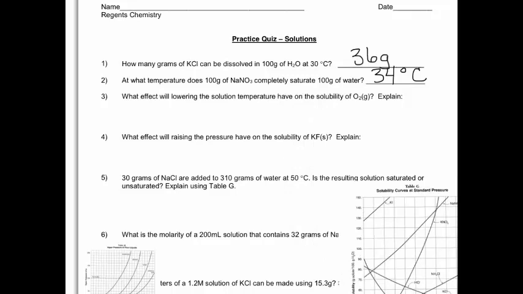All right, the next question, they're asking what effect lowering the solution temperature would have on the solubility of O2. And what's really important here is that phase of matter. It's a gas. For lowering the temperature, it would increase the solubility. And the reason why is it's a gas. Don't forget to do that explain part, because I can't give you credit for the answer without the explanation.